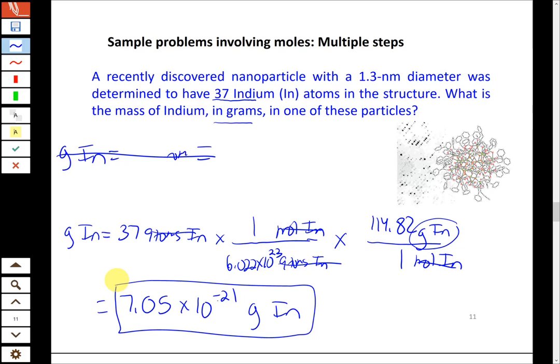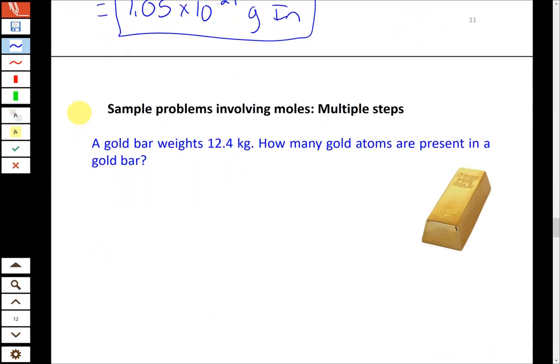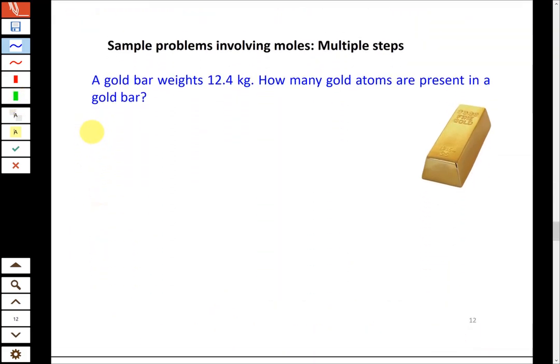All right, then the next one is just another variation. So now we're talking about a whole bar of gold. A bar of gold weighs 12.4 kilograms. We want to know how many gold atoms are present in that. Okay, so again, let's write out what we're looking for. We're looking for how many gold atoms we have, and we're starting with a quantity of 12.4 kilograms.